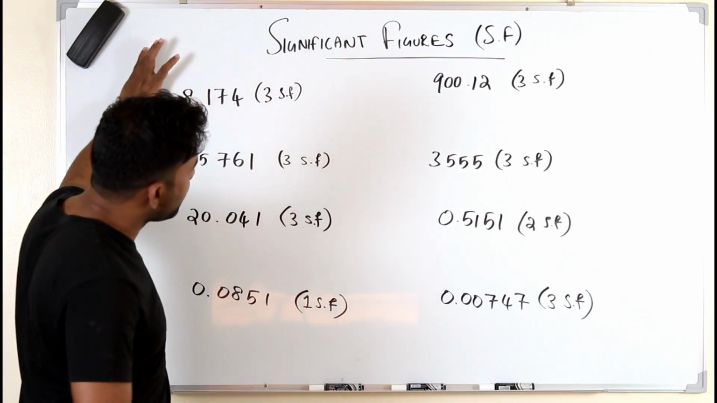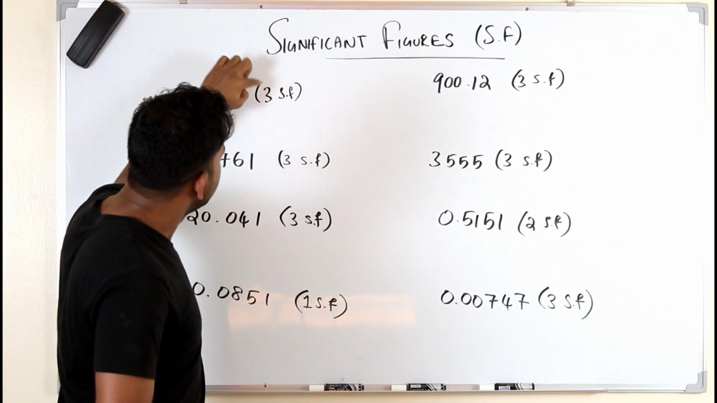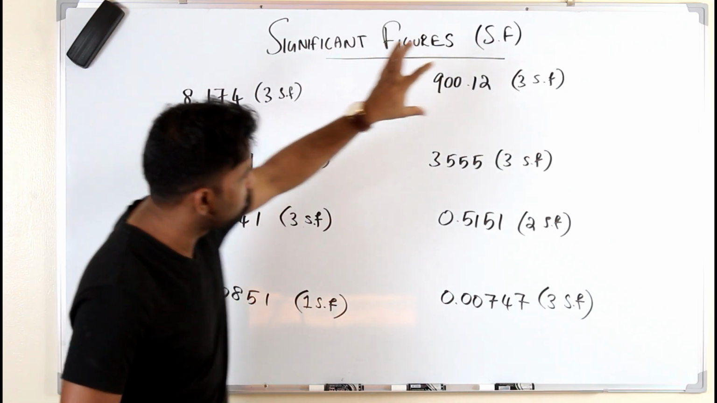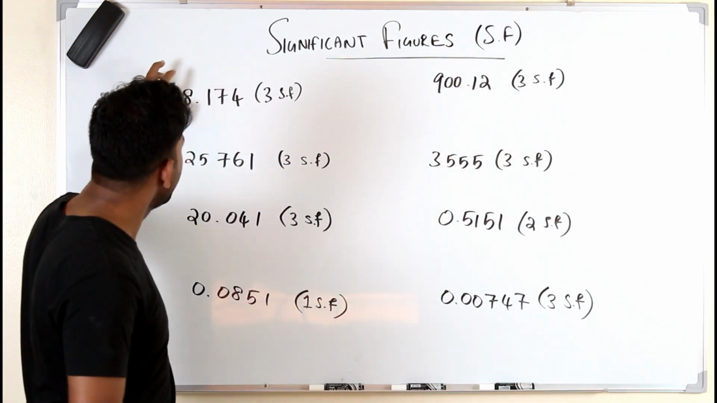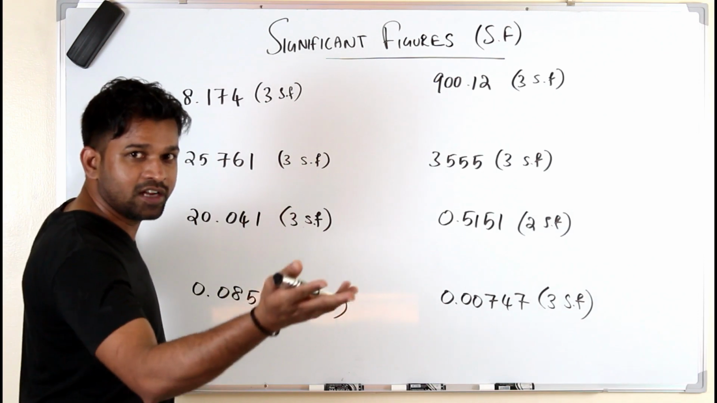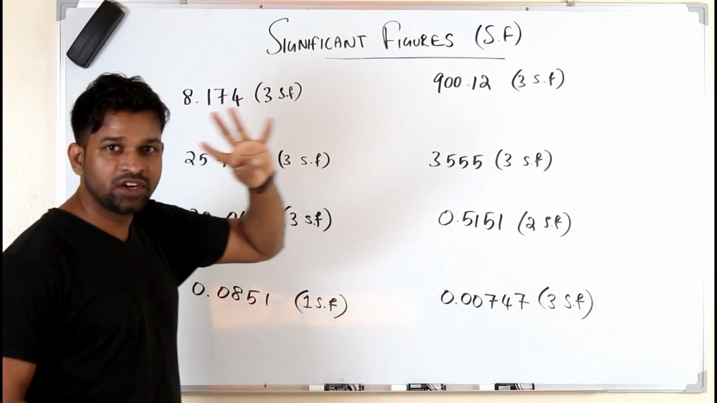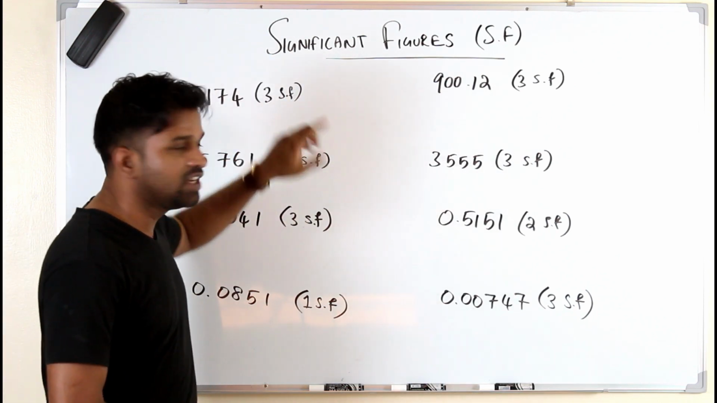I have a few numbers here. We must write the given numbers to a certain significant figure. The significant figures are given in the brackets. So let's start from the first number. We have already learned significant figures. This number has 1, 2, 3, 4 significant figures, but they want you to write the number in 3 significant figures.